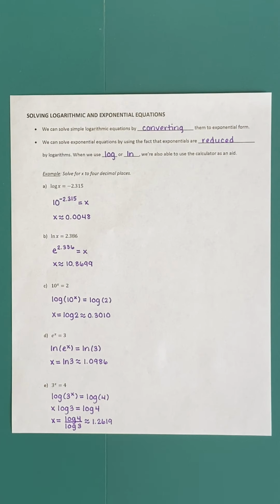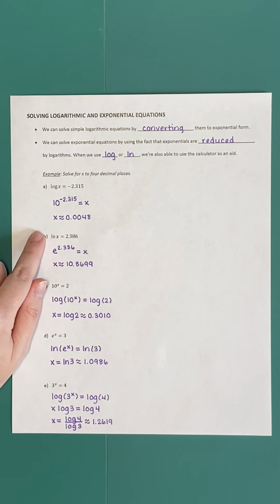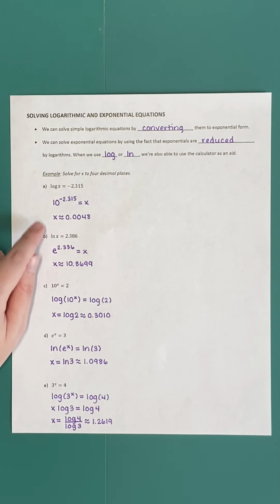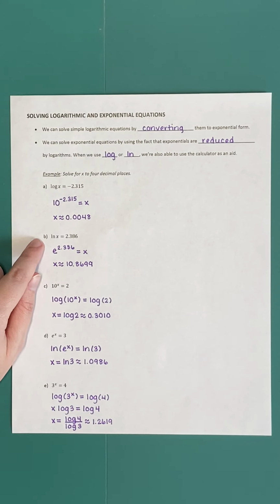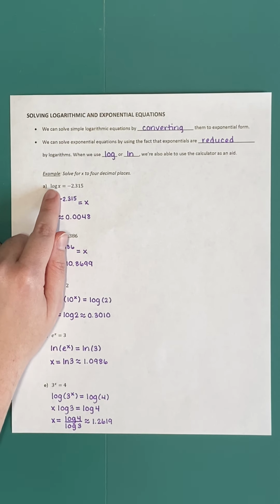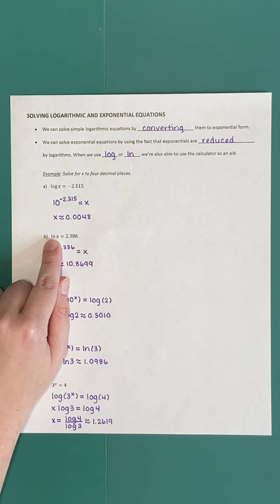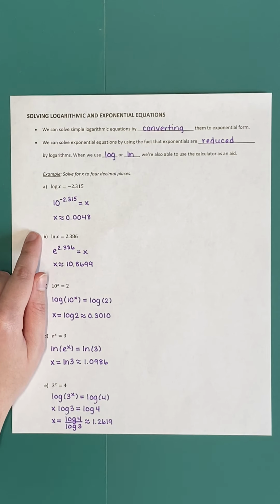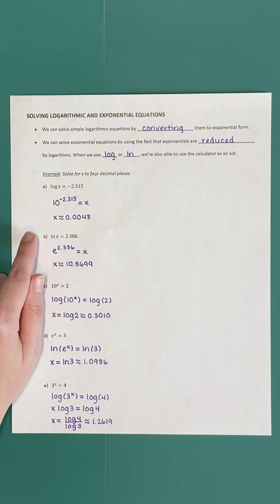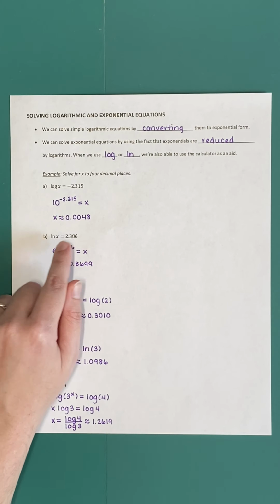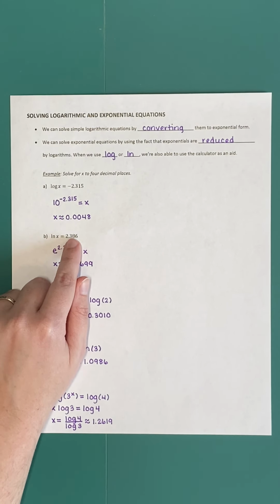Okay, let's look at another one. Natural log of x, ln of x, is equal to 2.386. Structurally, these two equations are the same. What's changed is the type of logarithm we have. So remember, this is going to be log base 10. ln means we're looking at a log with a base of e. So I want to convert this equation to something exponential. My base is e, so my exponential base is also going to be e. The other two numbers are going to switch places.